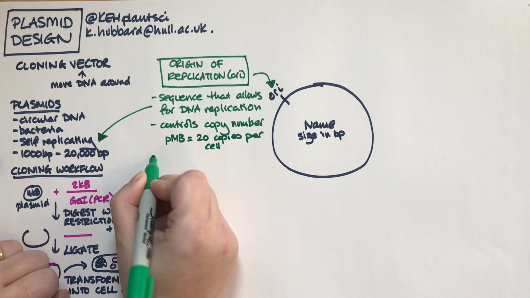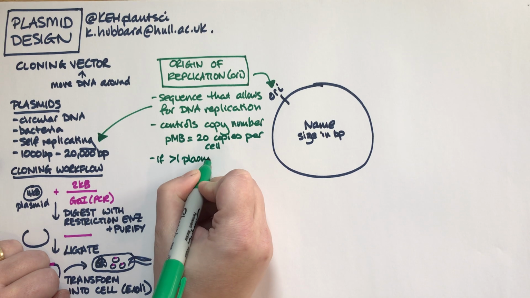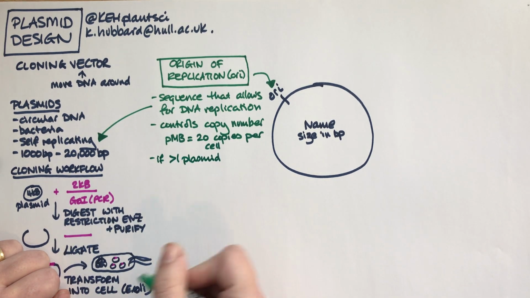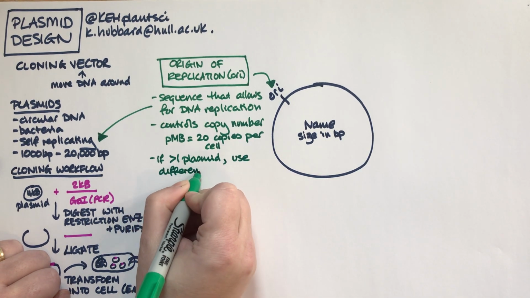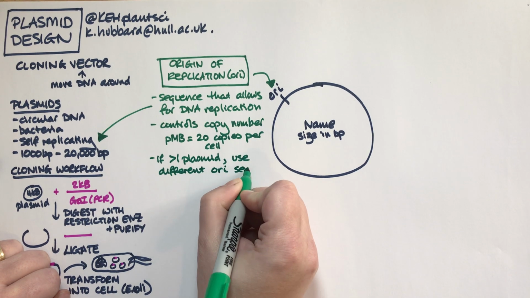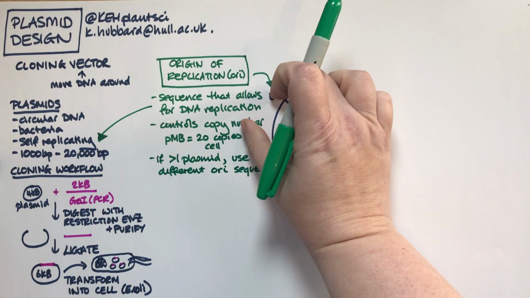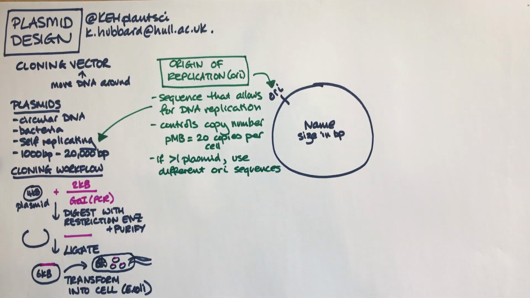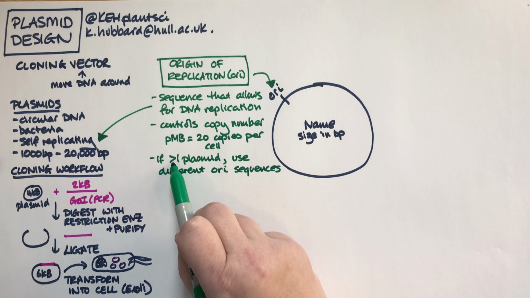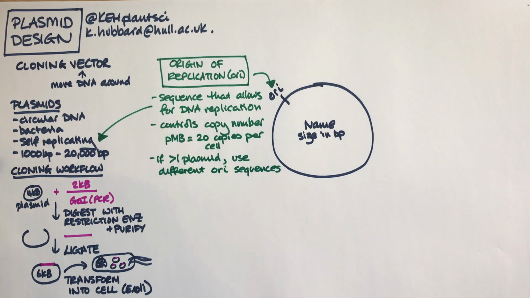Okay. And then the other thing we need to bear in mind is if you've got more than one plasmid, so sometimes we have 2 plasmids in E. coli at the same time, use different ORI sequences. Because the ORI is where all the DNA replication machinery will come in and join, if they've got the same origin of replication, then they're competing with each other. So you might not get them both copied properly. So if you're using more than one plasmid, then you'd put different origins of replication in the plasmids so that they are replicated independently.